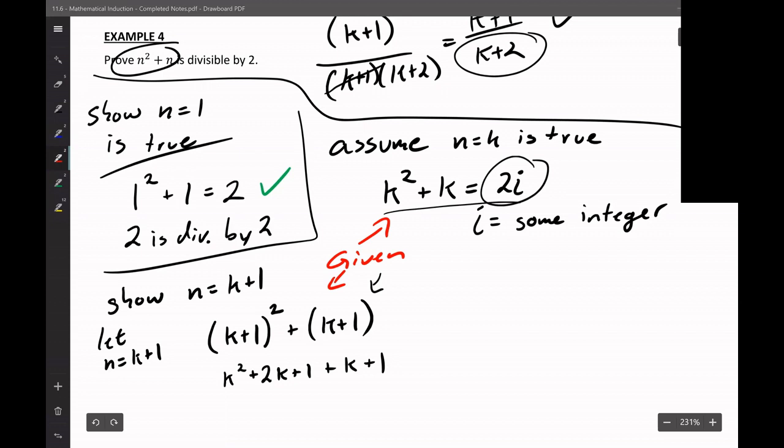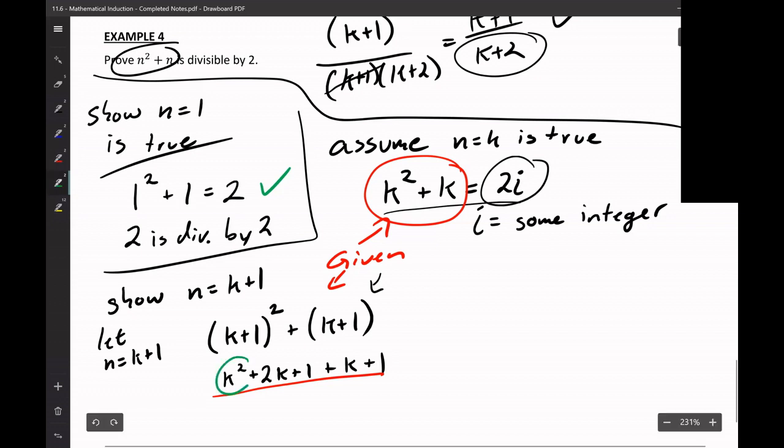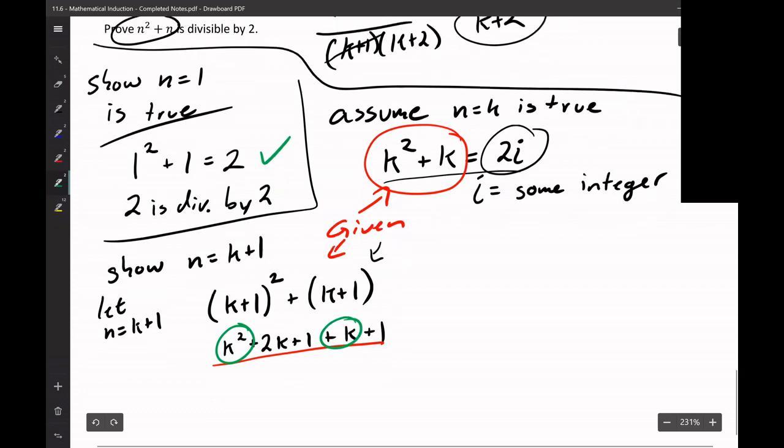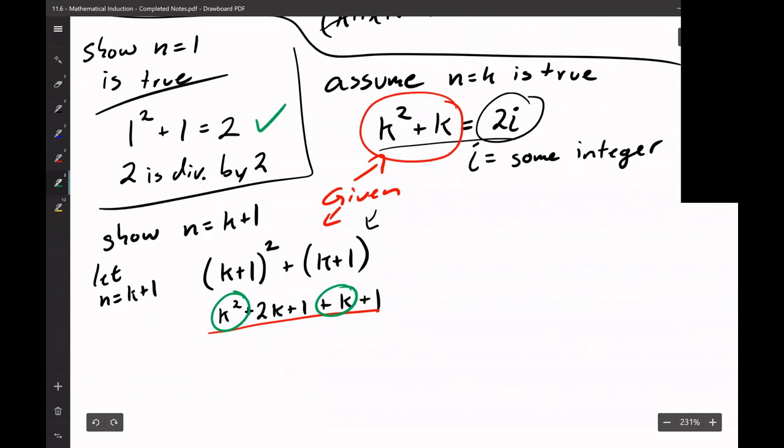So is there a way that I could find this expression here and do a substitution in this thing down here? Do I see a k squared plus k? Why, yes, I do. It's right here. This is k squared, and this is k. Conveniently in math, we can reorder things, right? So I can rewrite this as k squared plus k, plus 2k, and then I'm going to put these two ones together. This is plus 2.